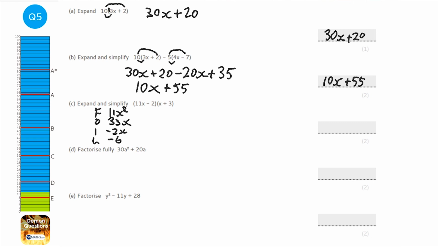So when I put those together, the two that normally add together are these two. Okay, not always, but normally. So my answer is going to be 11x squared, because there's no other x squared, so that just stays as it is. Then we're doing 33x take away 2x, which is 31x. Take away 6. Let's put that in my answer box.